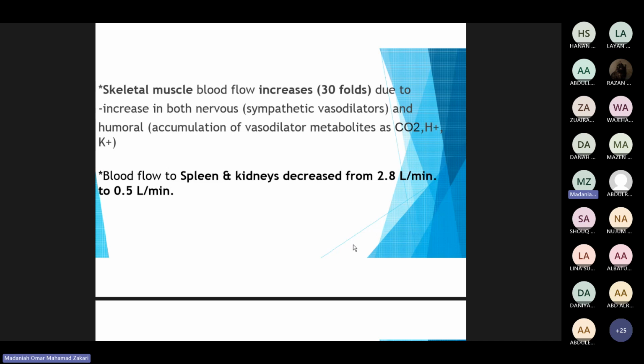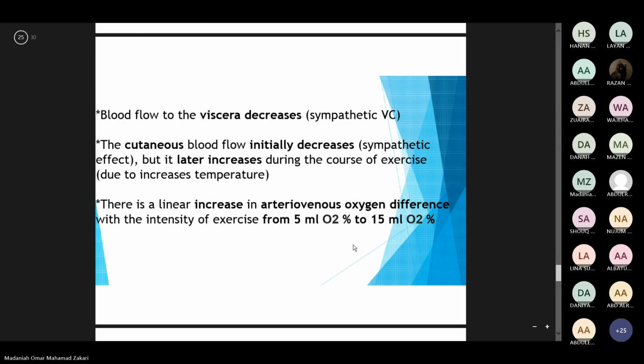Blood flow to the spleen and kidneys decreases because we don't need this blood flow to these organs. Blood flow to the viscera also decreases because of the effect of the sympathetic vasoconstriction. Cutaneous blood flow initially decreases due to the sympathetic effects, but it later increases because of the heat that occurs during exercise. Heat dissipation is needed, the heat must leave the body, so vasodilatation occurs.